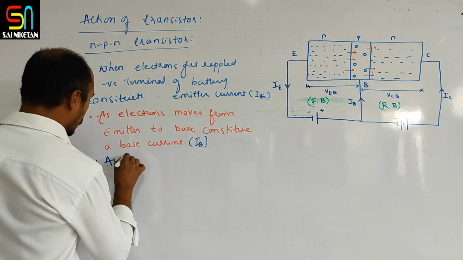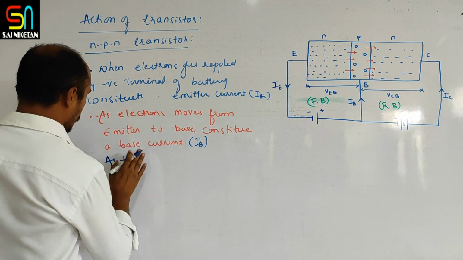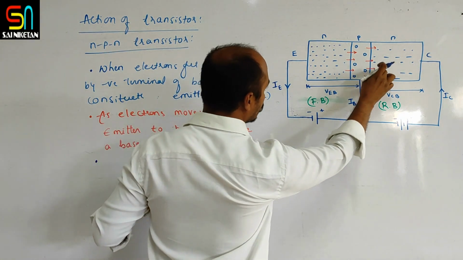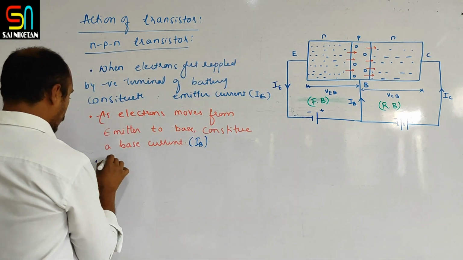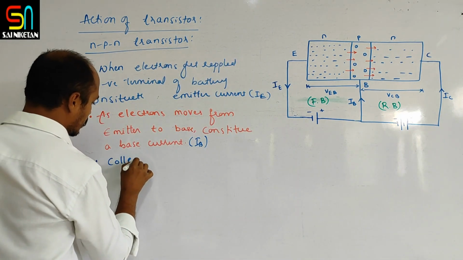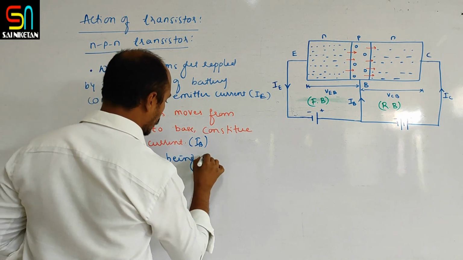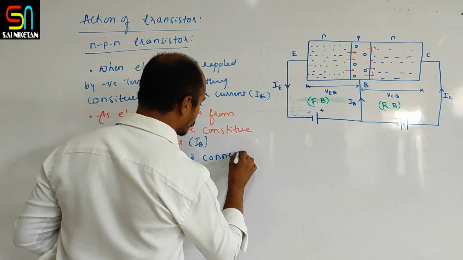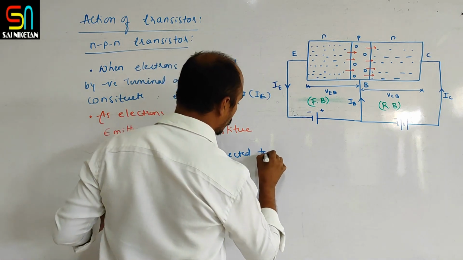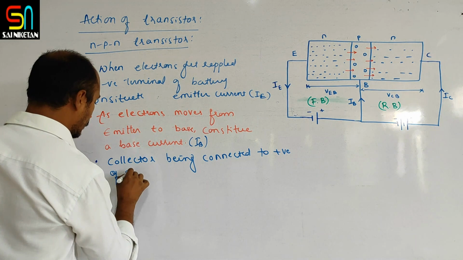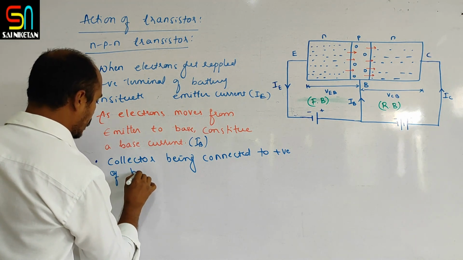I am not writing all of that theory part. So electrons enter the N region, and the collector being connected to the positive of the second battery, or battery, I will write battery.